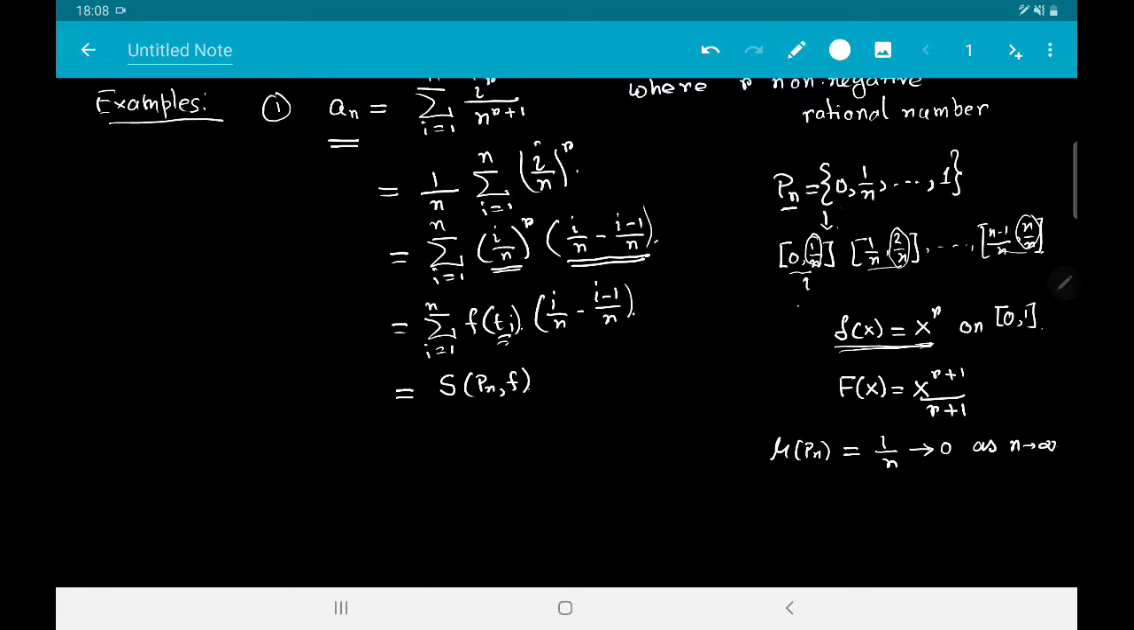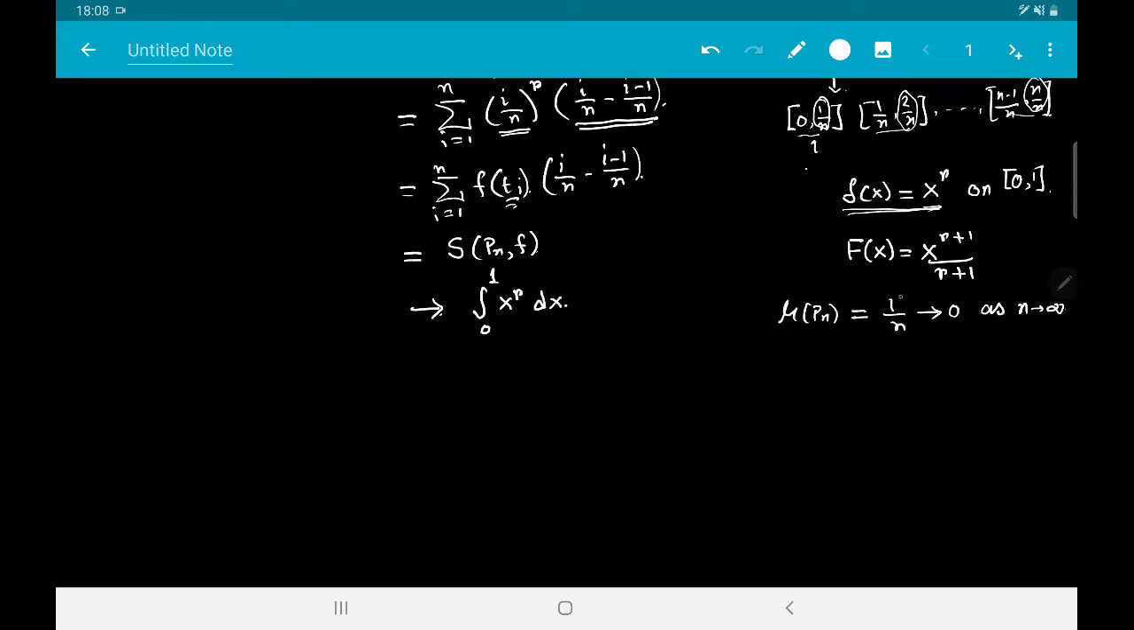Now our key idea, the corollary that we have seen in our previous video, applies, and it says that this goes to the integral from 0 to 1 of x to the power r dx. We know how to compute this integral. In fact, we know an antiderivative of this function f of x, and this antiderivative is given by x to the power r plus 1 divided by r plus 1. So we can apply the fundamental theorem of calculus part 2 to get that this integral is nothing but F of 1 minus F of 0, which is equal to 1 by r plus 1.